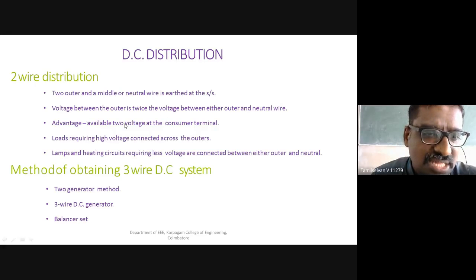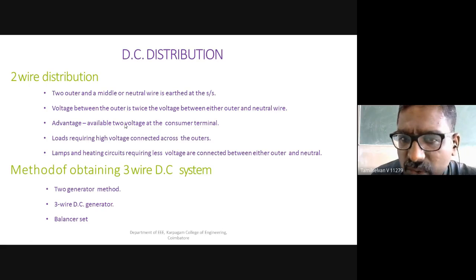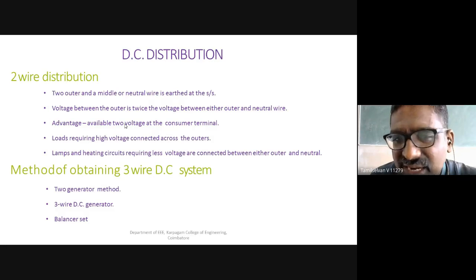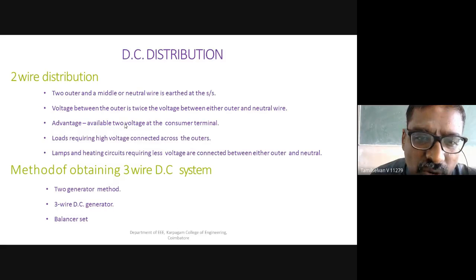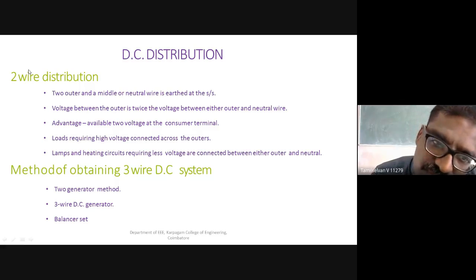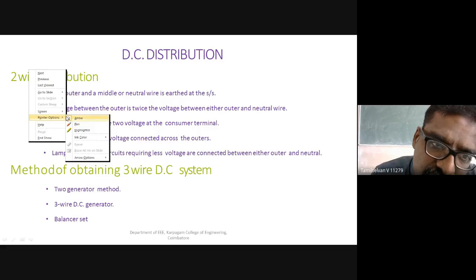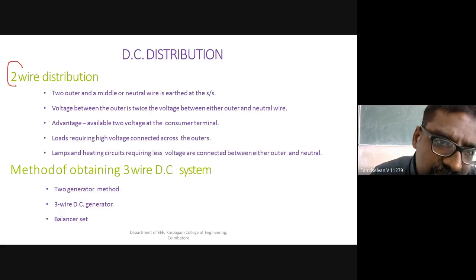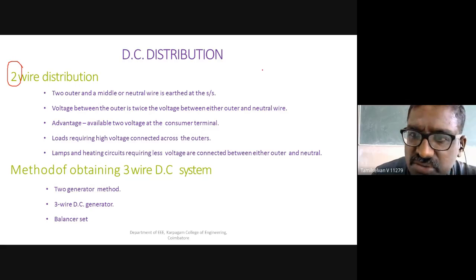So a two-wire system means two outer wires, or maybe two outer wires and a middle neutral wire. That neutral is earthed at our substation, so automatically the voltage will be twice. Actually, this is for the three-wire system, sorry, I made it wrong. So this is my three-wire system, and we often have three wires.